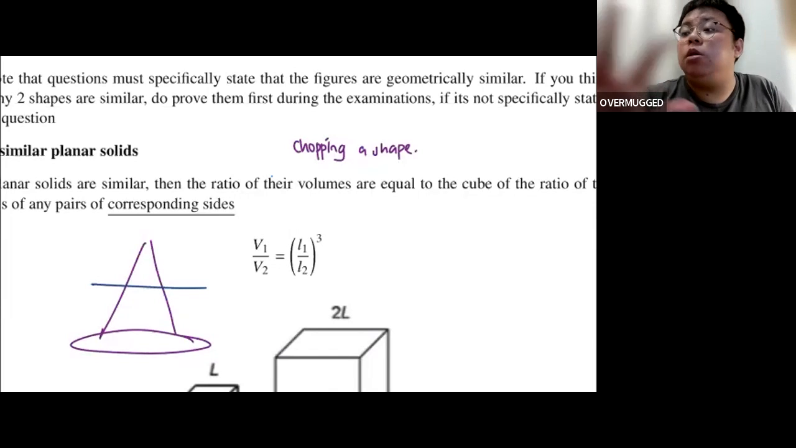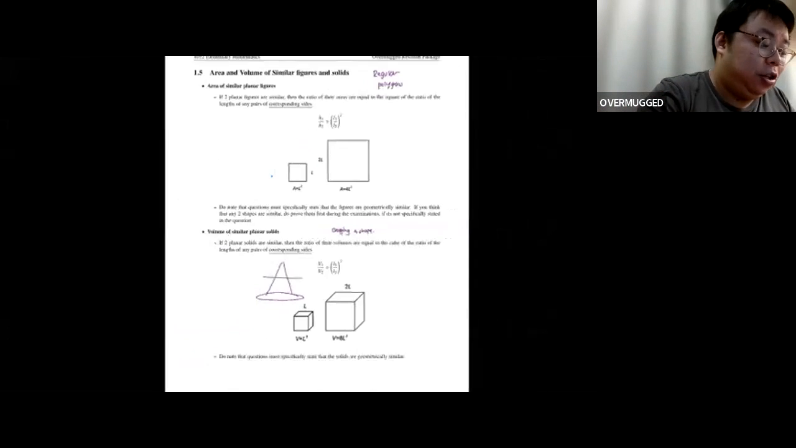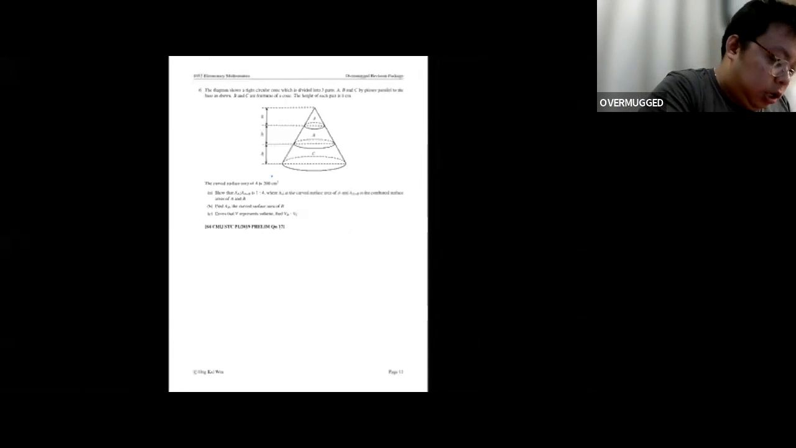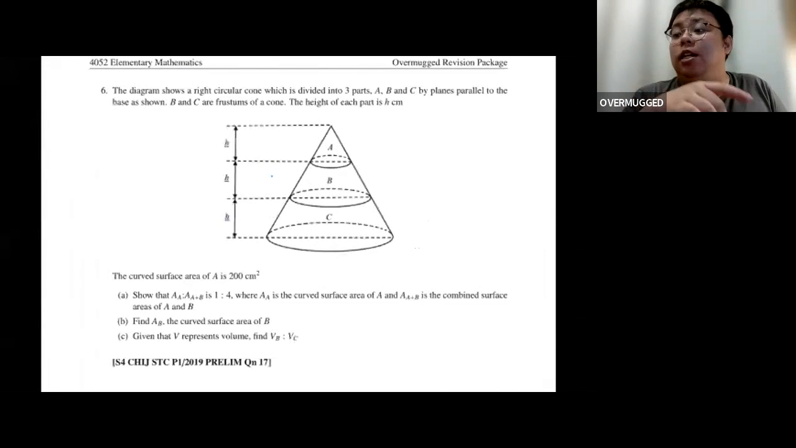Okay, so basically we're done. That's the end of the topic. I believe I have posted one question. This is an example of a question where you have the chopping. You need to know this part. The chopping question, this is how you solve this kind of question.